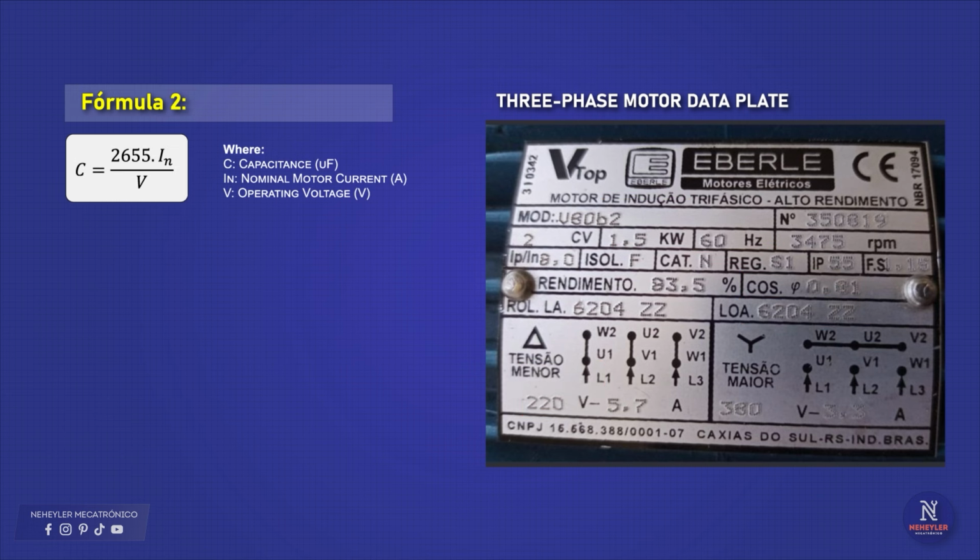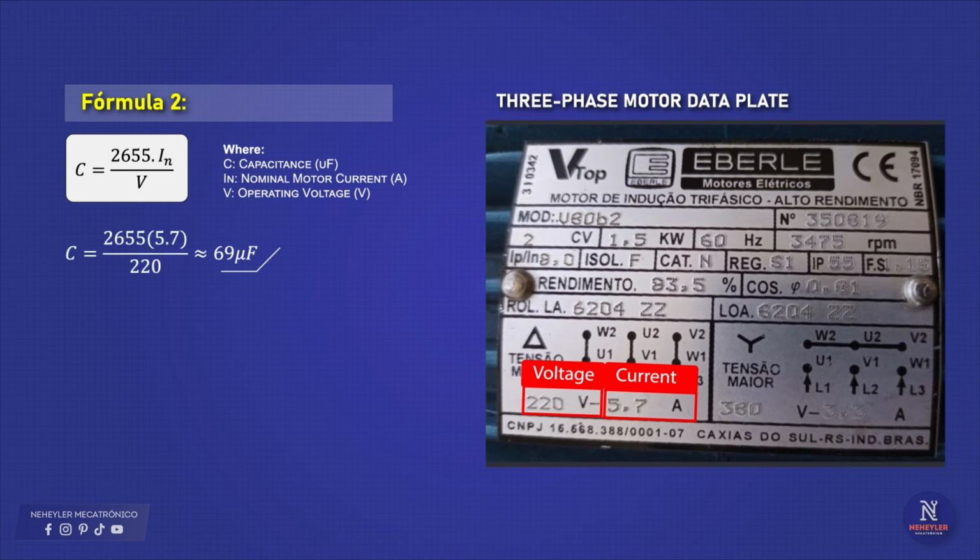Now, let's look at a second formula, which is also widely used to calculate the capacitance of the run capacitor. This formula tells us that the value of the capacitance must be equal to 2655 multiplied by the nominal current of the motor, divided by the operating voltage. If we take the data from the same plate that was used for the previous formula, we have that the value of the capacitance is approximately 69 microfarads. Note that with this formula the value of the capacitance in microfarads comes out directly.